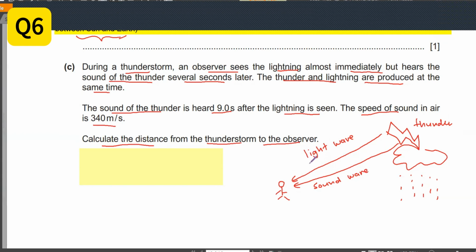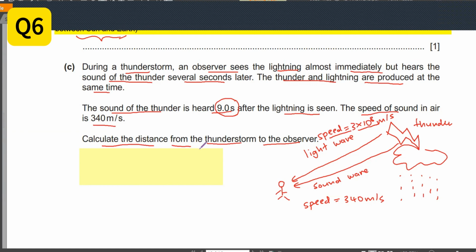The light wave is extremely fast, 3 times 10 to the power of 8 meters per second. So we will see the light almost instantly because it's extremely fast. But the sound wave, the speed is much slower. The sound wave is only 340 meters per second. It is much slower. That's why we will hear it 9 seconds later.